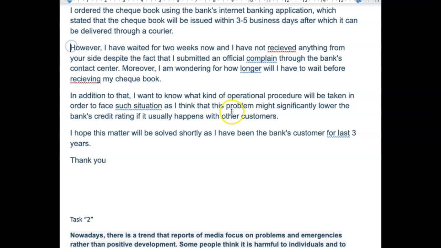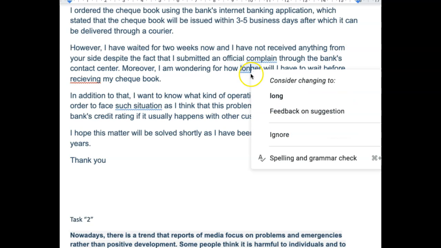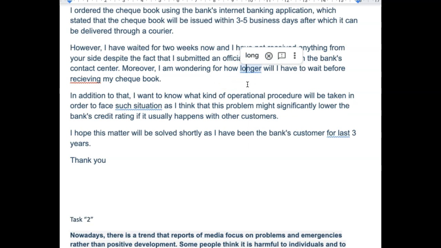Also, here's just another bonus tip. We go into this in a lot of detail in the online course. Here you said I have not received anything. We've got a negative construction. Also, I would strongly recommend you push your work through a Google Doc, because it'll help you. For how long? I'm wondering for how long. You see, a lot of the suggestions are accurate.